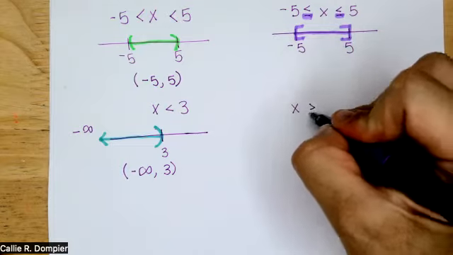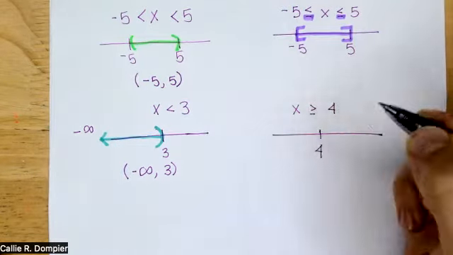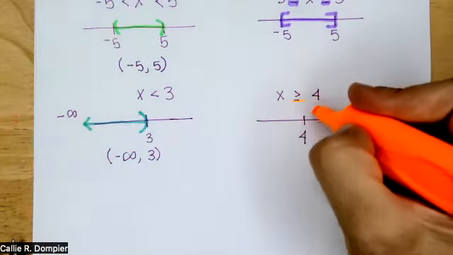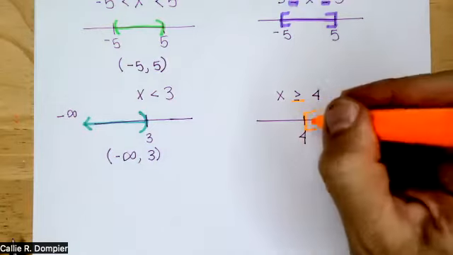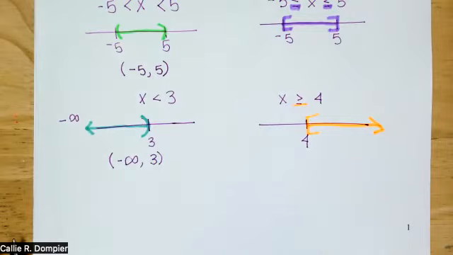X is greater than or equal to 4. Here's 4. And because of that equal sign, there's going to be a bracket. It's going in the greater than direction. So it's going to look like that.